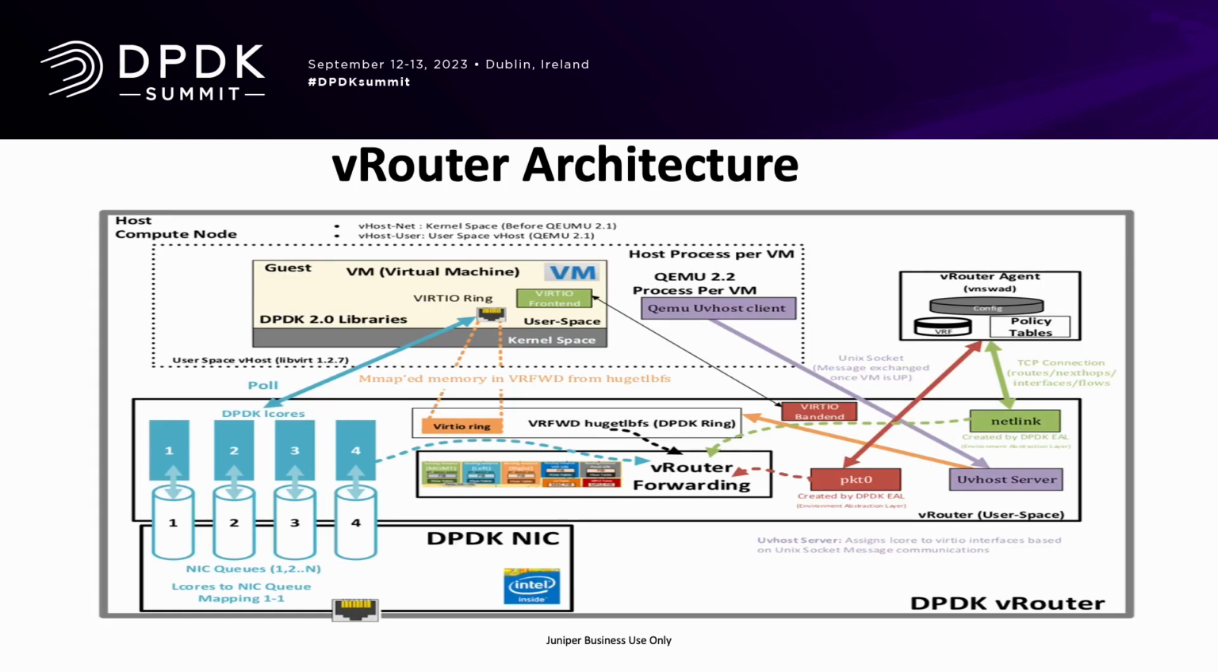Now let's look at the architecture of vRouter. vRouter is designed to run both in the OpenStack as well as Kubernetes environments. It comprises a number of lcores, what we call the forwarding cores. The job of the forwarding cores is to get the packets from the interface queues, perform packet processing, and then send it to one or more output queues.